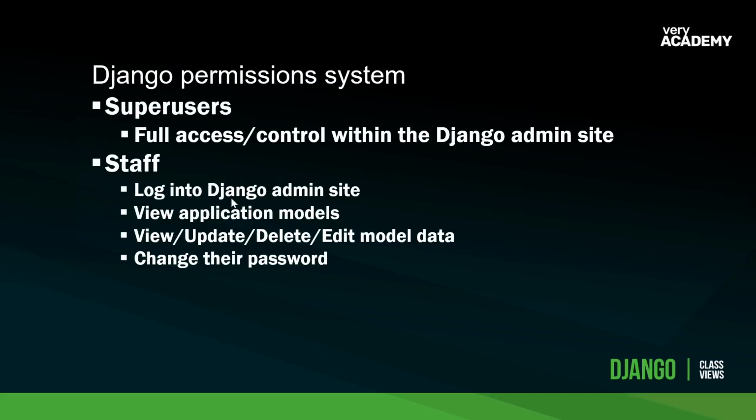So by default, Django has these two different user types. Super user has full access and control within the Django admin site, which I've just shown you. And the staff are able to log in, view the application models. They can view, update, and delete and edit the model data, and also change their password. And that's pretty much about it by default in Django, super user and staff.